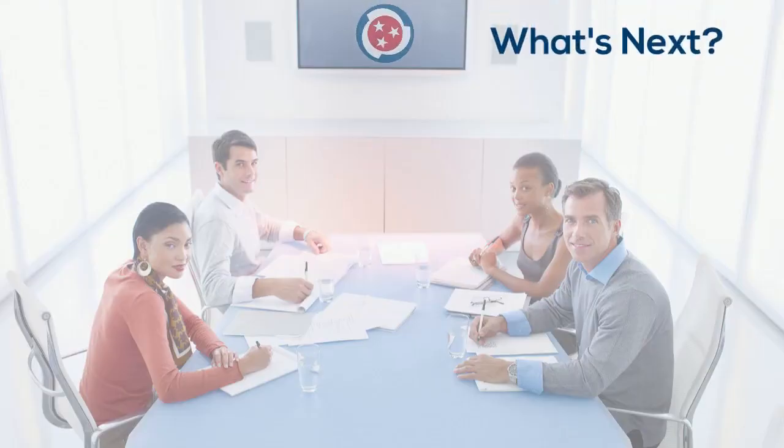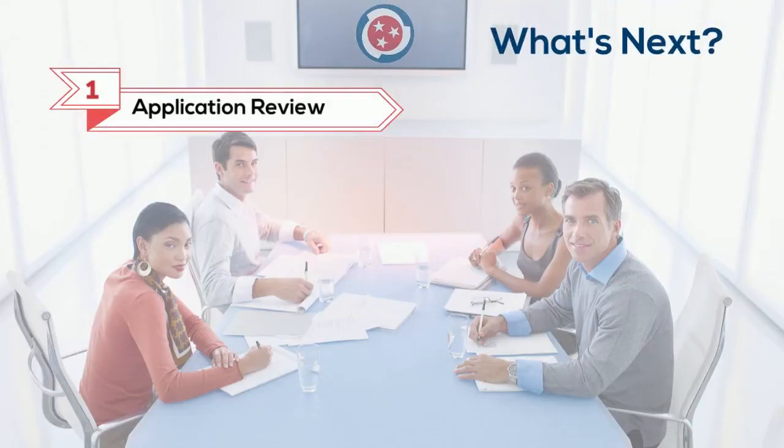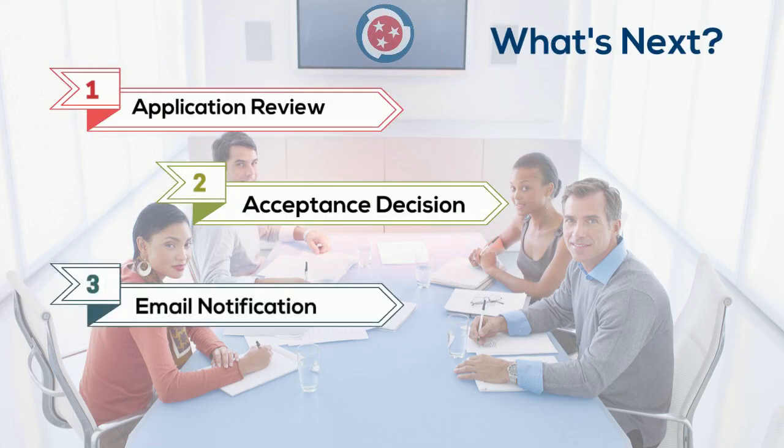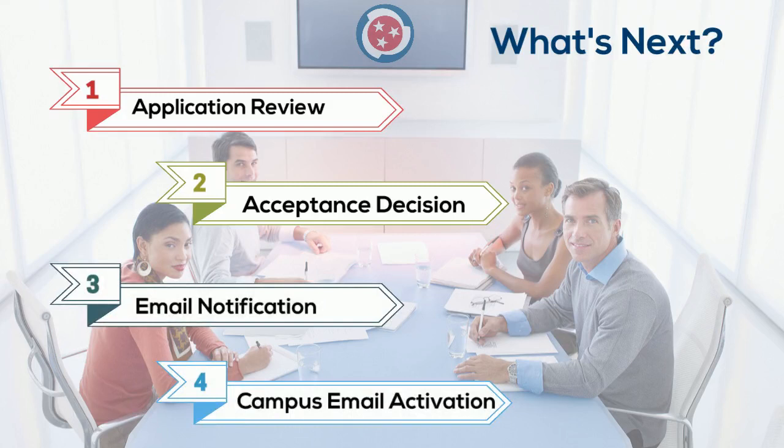So what's next? TCAT staff will review your application. If all admissions requirements are met, a decision code will be added to your application. Next, you'll receive an email about your acceptance. A second email will be sent with instructions on activating a campus email address for future communications.